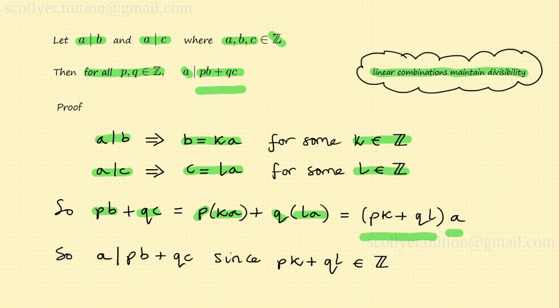And now we just factorize out the a to the end to leave behind pk plus ql times a. And now we note that pk plus ql is an integer, so we can create pb plus qc by multiplying a by an integer. Therefore, by definition, a divides pb plus qc as required.